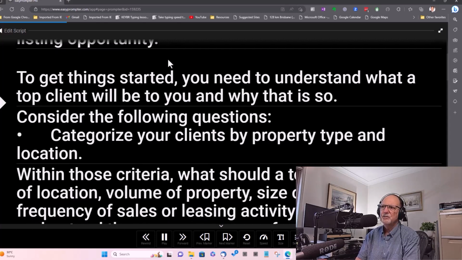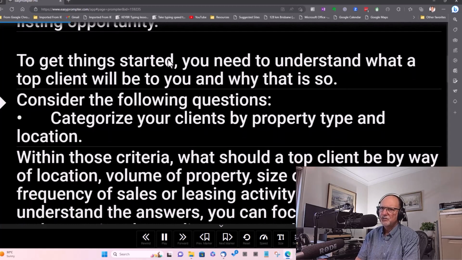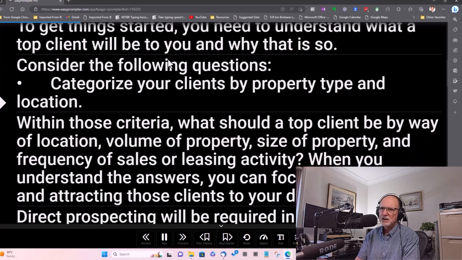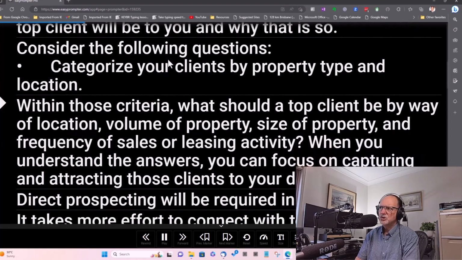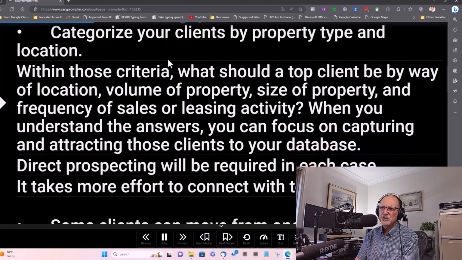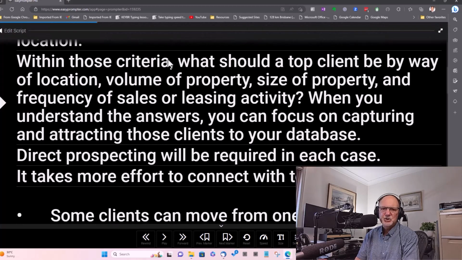Let's go further. Consider the following questions. Categorize your clients by property type and by location. Now within that criteria, what should a top client be by way of location, the volume of property, the size of the property, and the frequency of sales or leasing activity? I mentioned earlier that sales and leasing activity is always there. With VIP clients, there should be plenty of that activity across multiple sites, multiple locations. Work that deeply. Get to know those people. How many VIPs do you need? Maybe 5, maybe 10, maybe up to 20. You don't need any more than that.